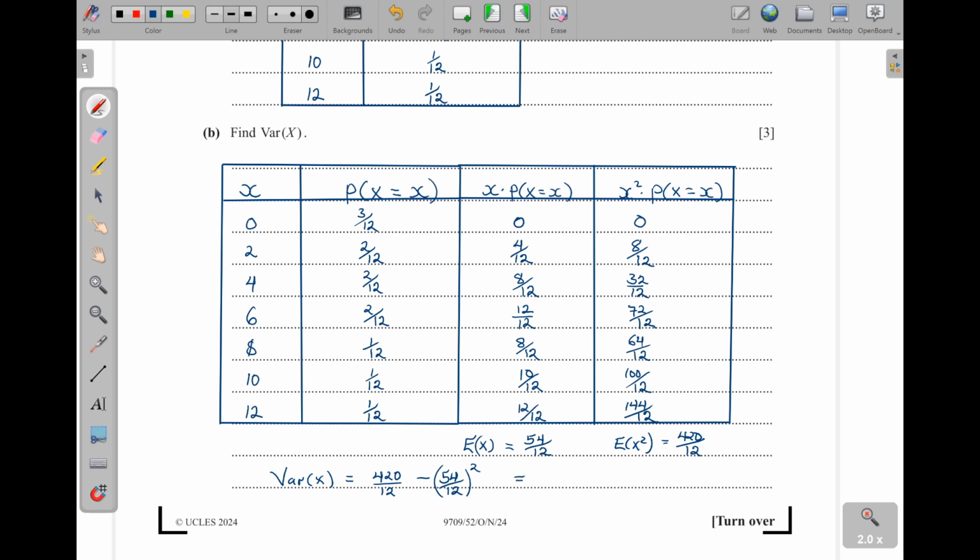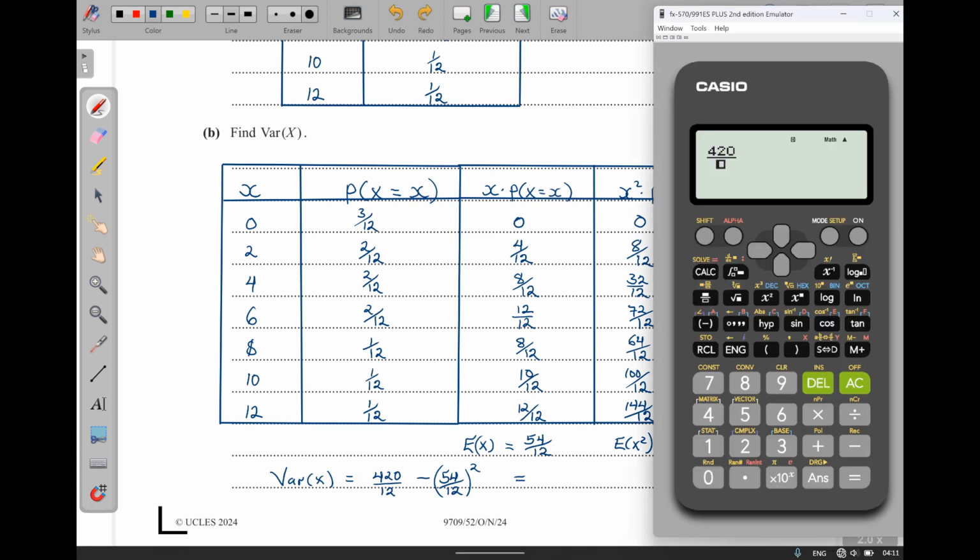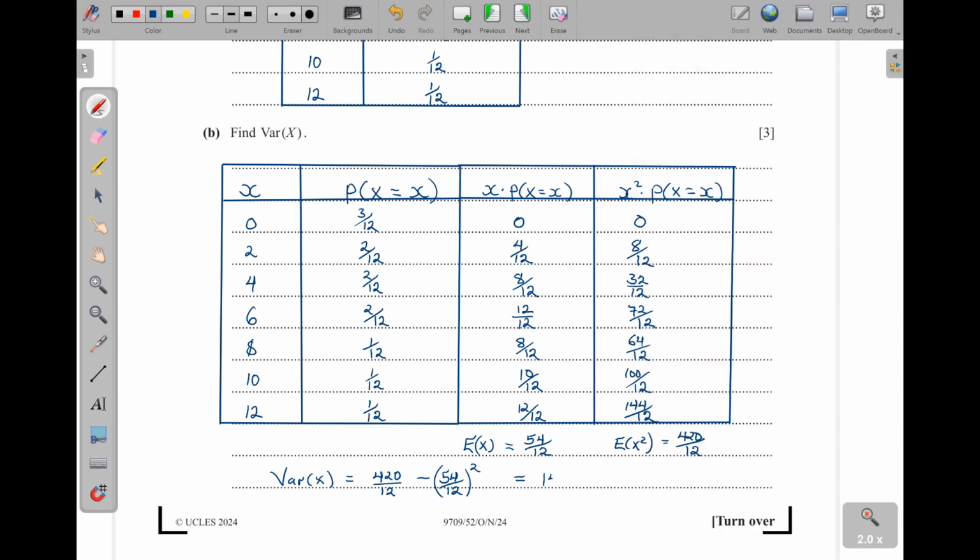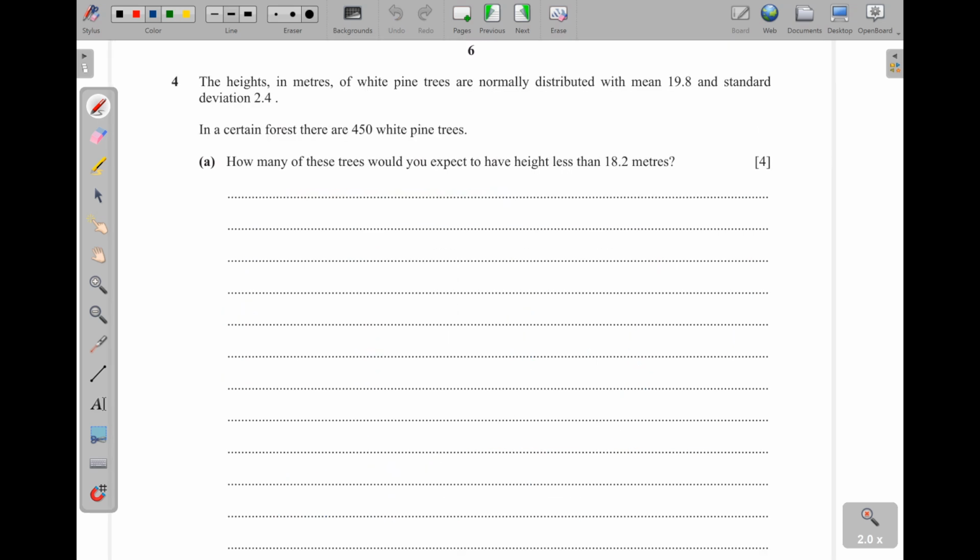So when we put everything in the calculator here, what do we get? 420 out of 12, then minus 54 out of 12 squared. This one is 59 over 4, which is the same as 14.75. That is that.